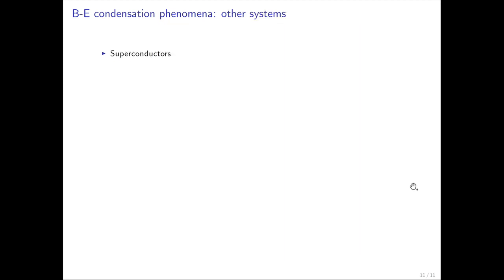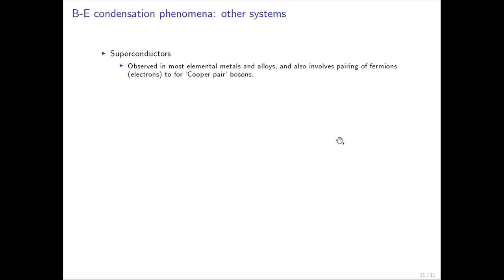Well, there are other systems where something like Bose-Einstein condensation is found, and of course, you probably know there are things such as superconductors. Most elemental metals and lots of alloys superconduct at low enough temperature. And superconductivity, the usual kind that we understand in elemental metals and alloys, and maybe in fact all types of superconductivity, involves pairing of fermions to form what are known as Cooper pair bosons, named after a guy named Cooper.